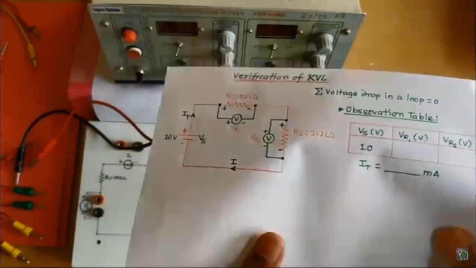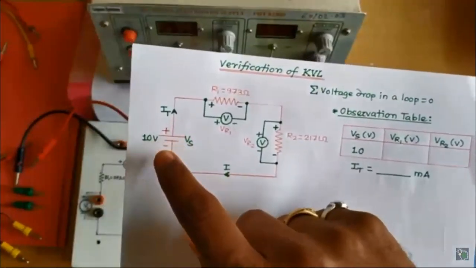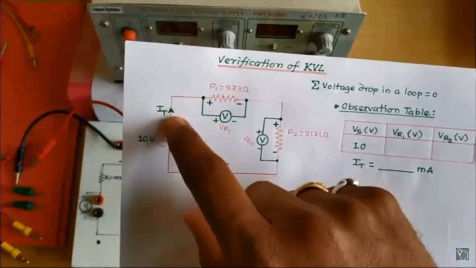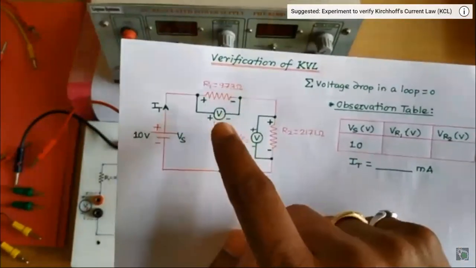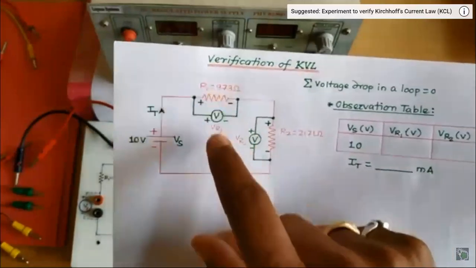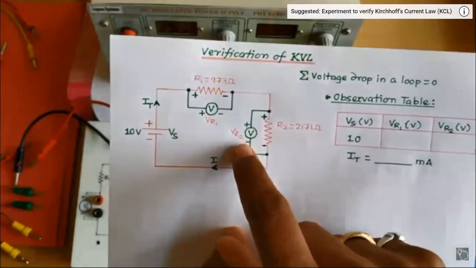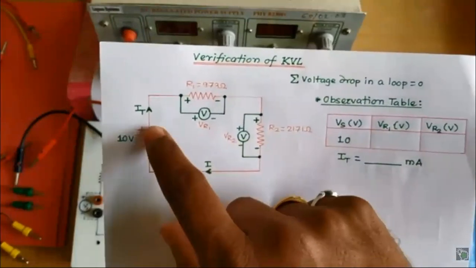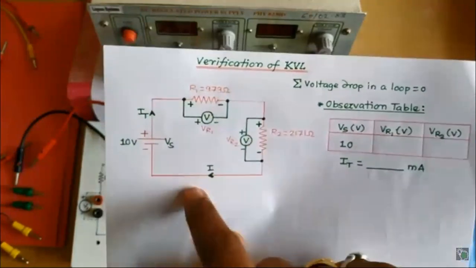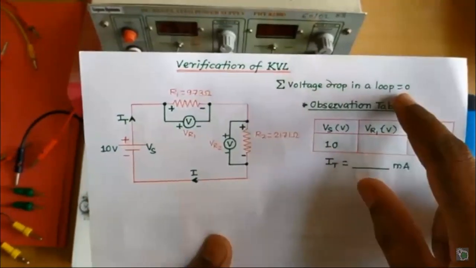Now there are basically three voltages present over here. When I turn on this power supply, some current starts to flow through this loop. Due to that current, some voltage will drop across R1, which we call VR1, and similarly the voltage across R2, we call VR2. So what we have to do is the algebraic addition of all these three voltages, and that should come equal to 0.